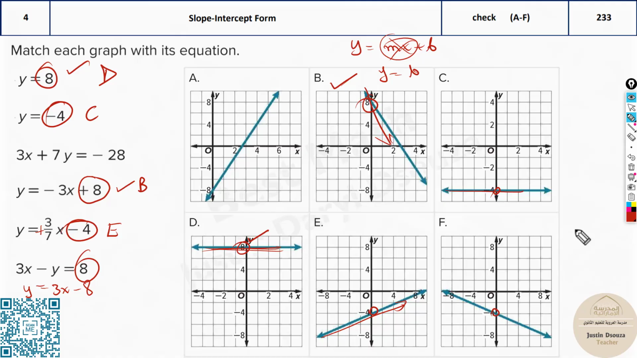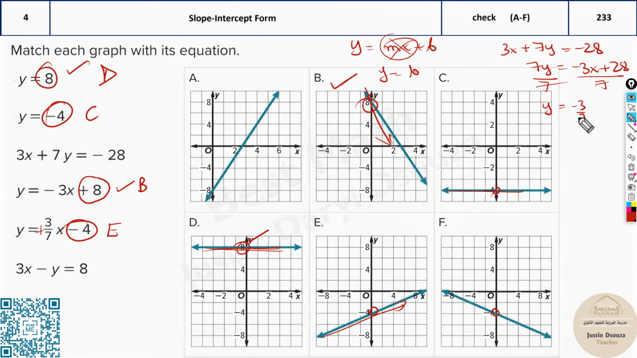Now, whenever the equations are not in the slope-intercept form like these two, what you need to do is write them in the slope-intercept form. So here, 3x plus 7y equals negative 28. Let's write the slope-intercept form, that means y equals mx plus b. Take this 3x to the other side. It will be 7y is equal to minus 3x minus 28. Now divide all the sides by 7, so it will be y is equal to minus 3 by 7x.